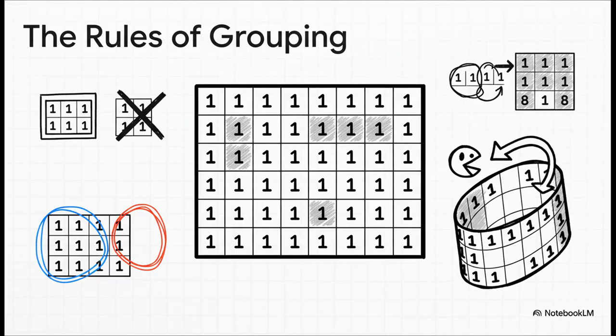The rules of the game are pretty straightforward. You can only group the ones. Your groups have to be rectangles, and their size has to be a power of 2. So 2 squares, 4 squares, 8, and so on. Your main goal is to make the biggest groups you possibly can, and it's totally fine if the groups overlap. And here's my favorite rule. The map wraps around. You can group ones on the far left edge with ones on the far right, or the very top with the very bottom, just like Pac-Man zipping through one of those side tunnels.